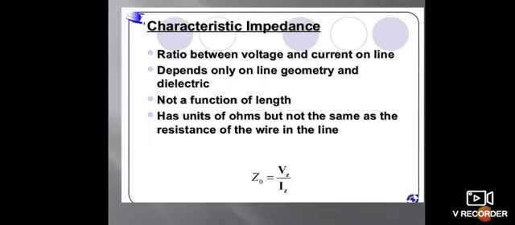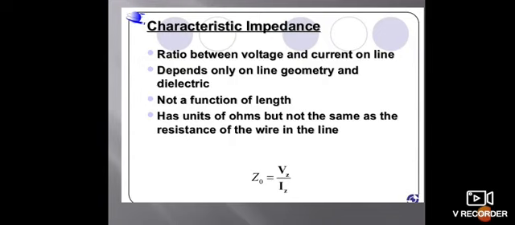The characteristic impedance depends only on the line geometry and the dielectric material, and it is not a function of length. It has units of ohms, but it is not the same as the resistance of the wire in the line. That means the unit of the characteristic impedance is also ohms only, but it is not the same as the resistance. So that is the main difference under the characteristic impedance.